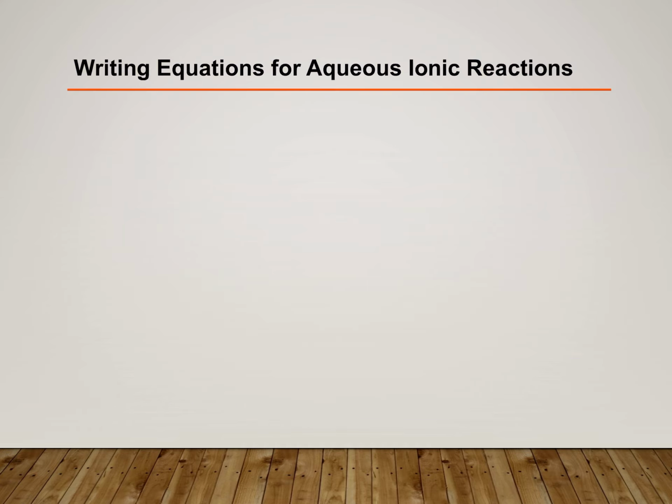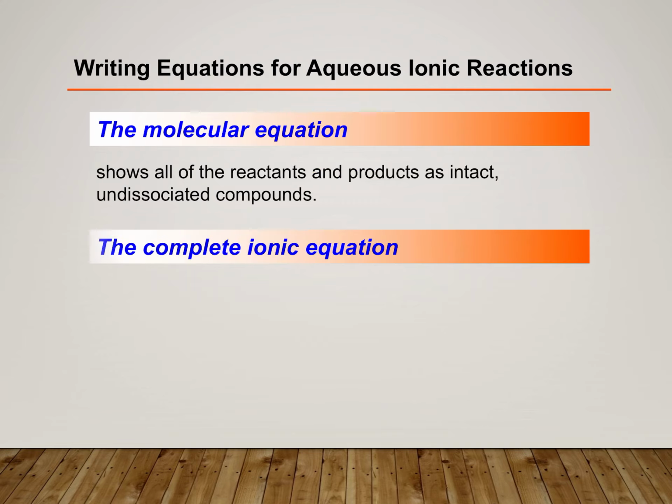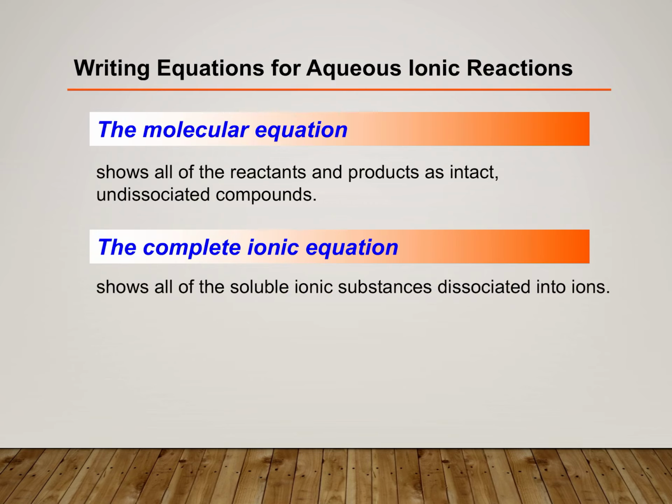So there are a couple different types of equations that we can write for these aqueous ionic reactions. The first one is the one that you're used to. That's the molecular equation. It shows all of the reactants and products intact as undissociated compounds. We're just writing them just like normal. Another way that we can write it is the complete ionic equation. And in the complete ionic equation, we break apart all of our ionic substances. So anything that is ionic and soluble will dissociate into ions. So that's the trick here, right? It needs to be ionic and soluble.